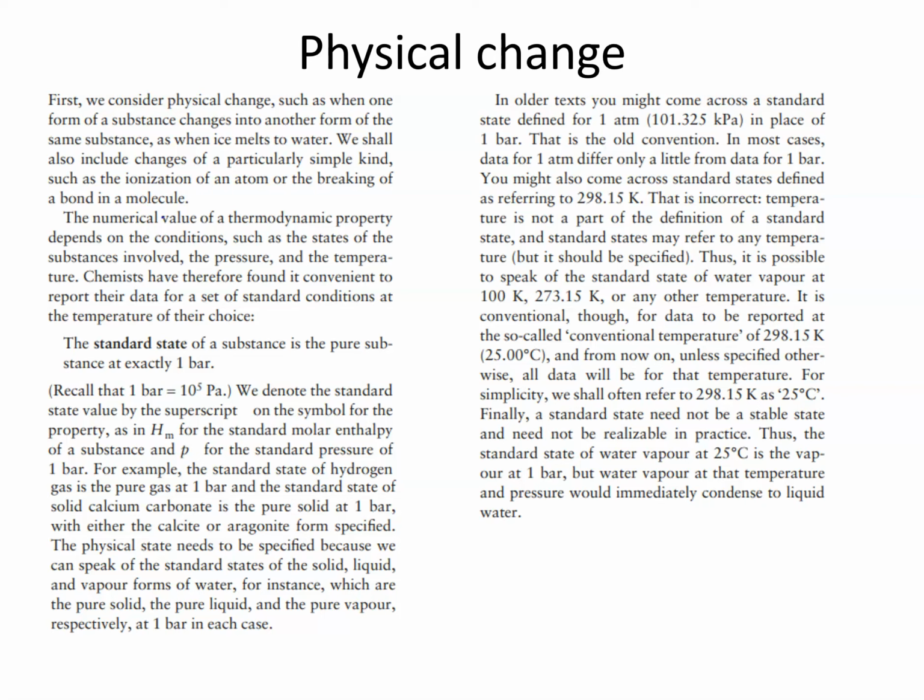We denote the standard state value by the superscript on the symbol for the property, as in H sub m for the standard molar enthalpy of the substance, and P for the standard pressure at 1 bar. For example, the standard state of hydrogen gas is the pure gas at 1 bar, and the standard state of solid calcium carbonate is the pure solid at 1 bar, with either the calcite or aragonite form specified.